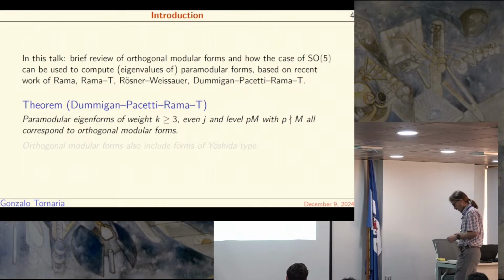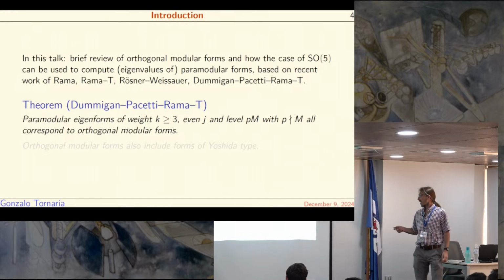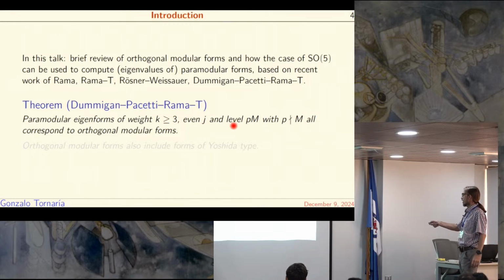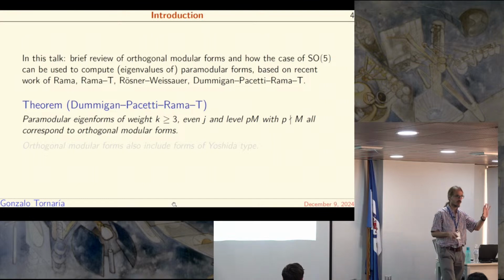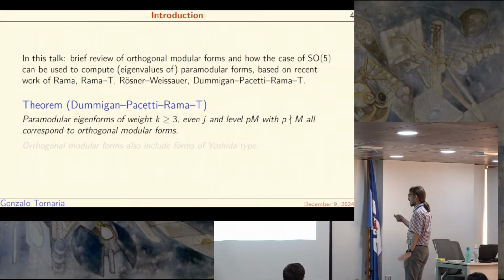I want to introduce everything necessary to understand what this theorem says. What we prove is that every paramodular form of weight at least 3, even J, so this works for vector valued paramodular forms, and level P times M, where P does not divide M. So we need one prime with exponent 1 in the level, and we are working on generalizing this to at least one prime of odd exponent, which would be everything except squares. But that's work in progress.